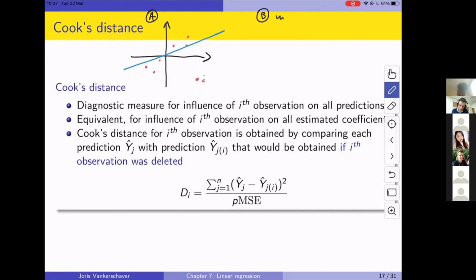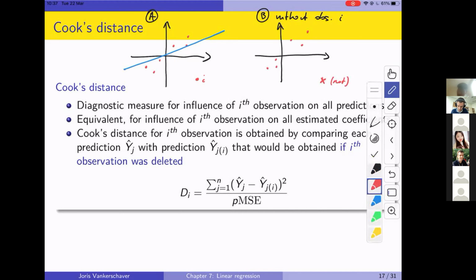So without observation I, and I will try to draw the points in the same location as they were before. So something like this. But now we do not have that observation I, so we do not include it in the model. So not this one. And then if we omit that, you can probably guess what's going to happen to the regression line. It is going to jump up and nicely capture the other points.